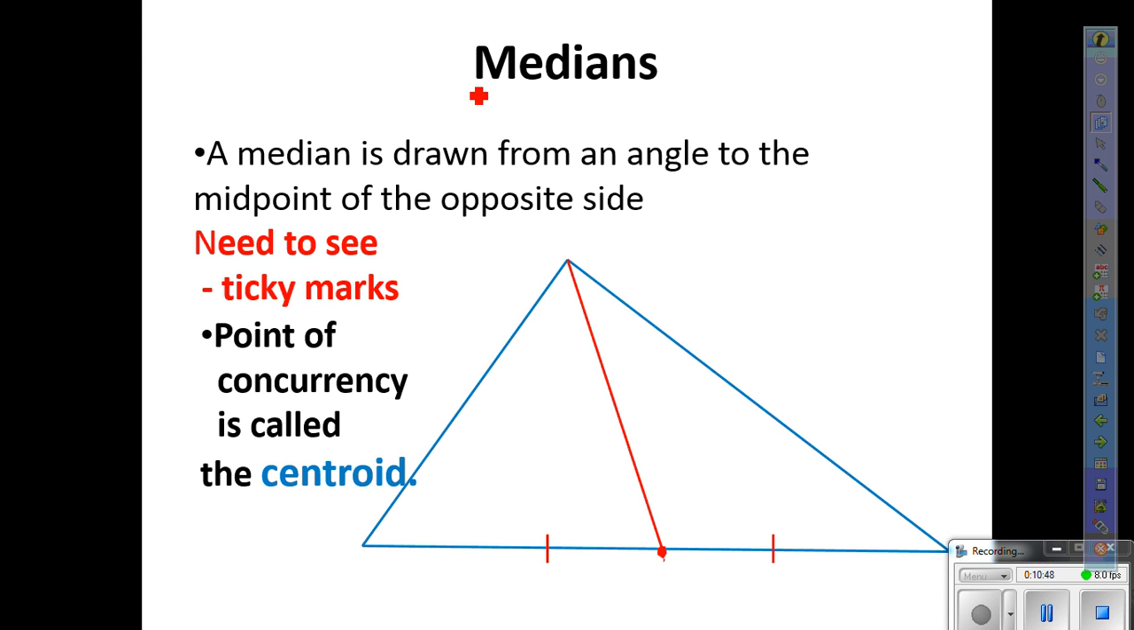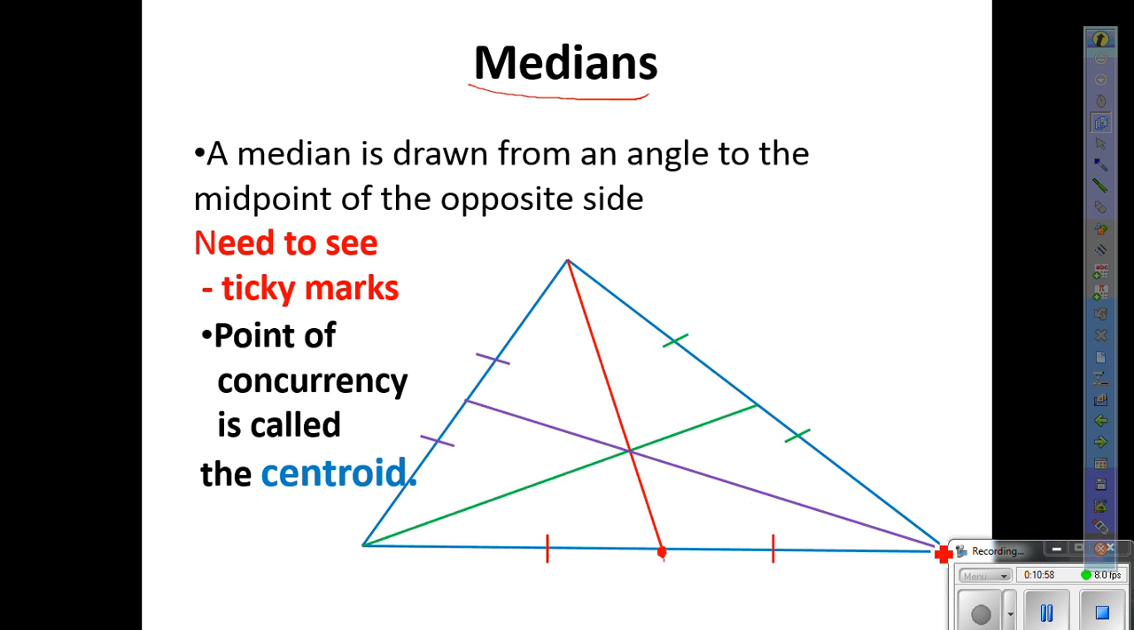So again, just being told that something is a median does actually tell us that we have things that are equal. All three go from the corner to the midpoint, from the corner to the midpoint, and yet again, they always intersect at one exact point. Now this point is called the centroid. Lots of vocabulary here, but if I'm told that this point is a centroid, then I know that these two pieces are equal, these two pieces are equal, and these two pieces are equal, all just from that word centroid.